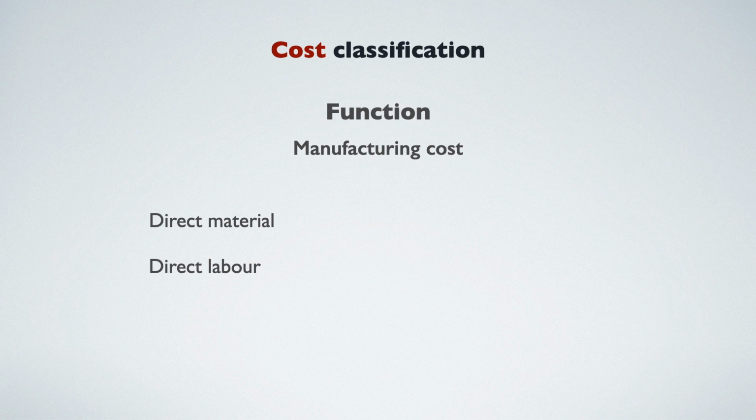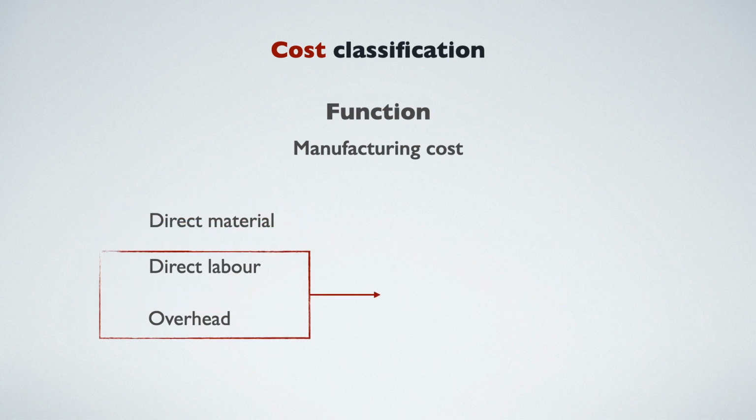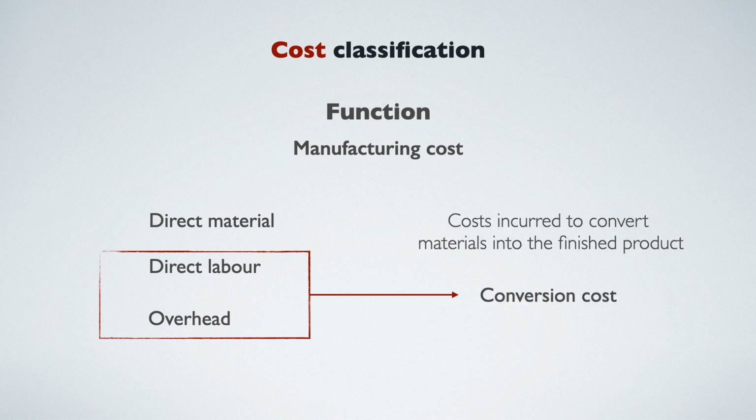Among these three manufacturing costs, direct materials and labor are the costs primarily detected in the finished product. The term for them is prime cost. But the prime cost itself won't stand strong if the conversion costs are not involved. In this case, the direct labor and the overhead are the agents for the conversion from raw material to the finished goods.